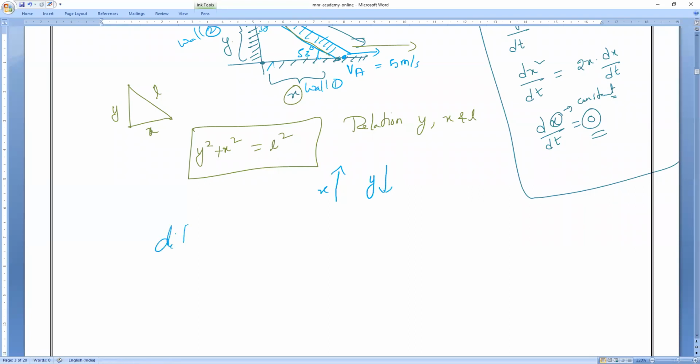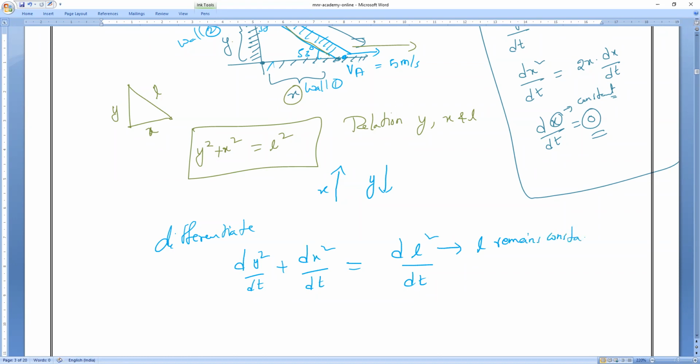Okay. Now differentiate both the sides. What will happen? The differentiation of y square with respect to time, plus the differentiation of x square with respect to time, is equal to the differentiation of L square with respect to time. So we all know that L remains what?